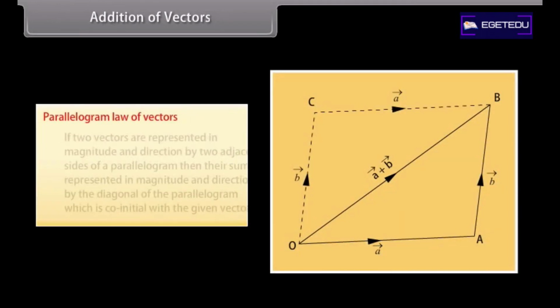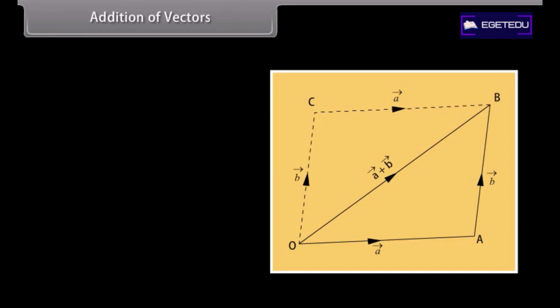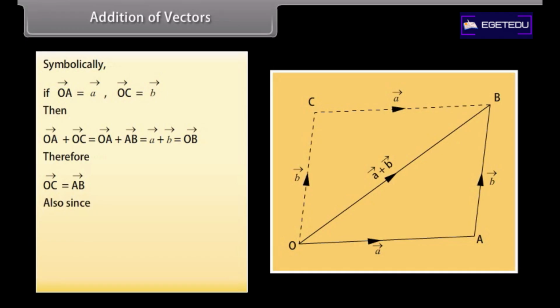Parallelogram law of vectors. If two vectors are represented in magnitude and direction by two adjacent sides of a parallelogram, then their sum is represented in magnitude and direction by the diagonal of the parallelogram, which is co-initial with the given vectors. Symbolically, if vector OA equals vector A, vector OC equals vector B, then vector OA plus vector OC equals vector OA plus vector AB equals vector A plus vector B equals vector OB. Therefore, vector OC equals vector AB. Also, since vector OC is equal to vector AB, which equals vector B, vector CB is equal to vector OA equals vector A. Hence, vector OC plus vector CB equals vector OB.